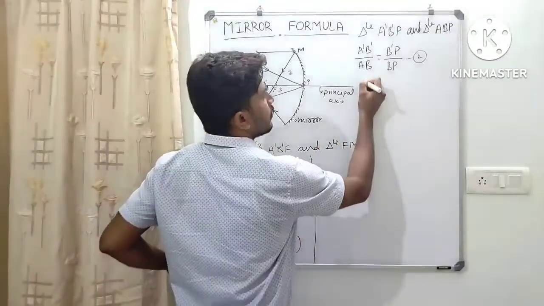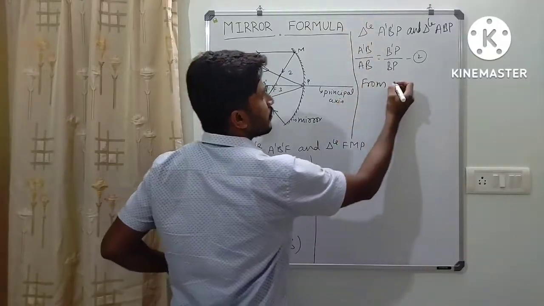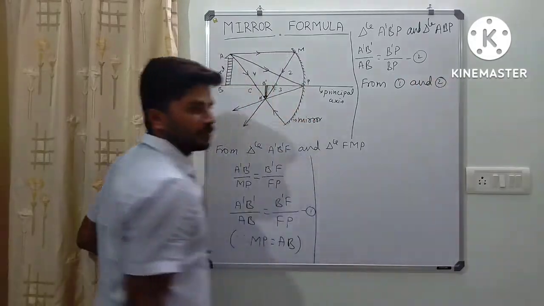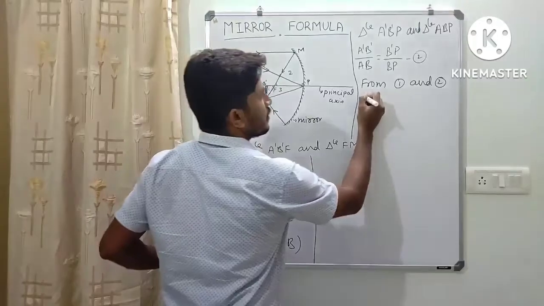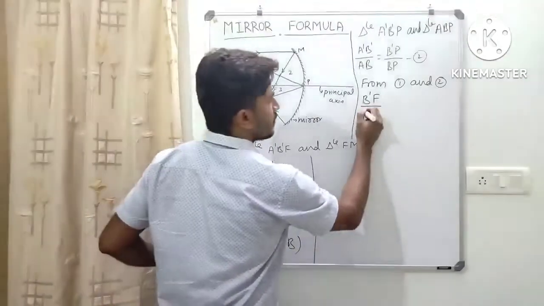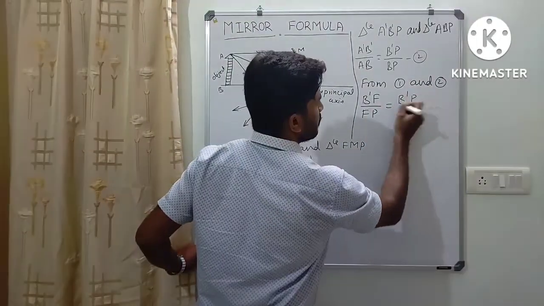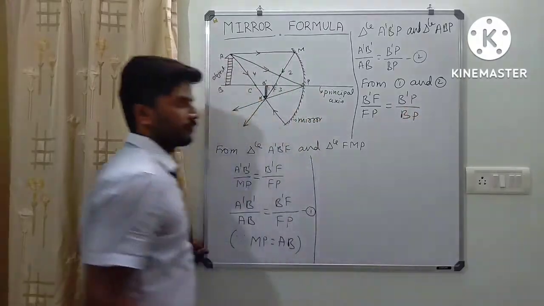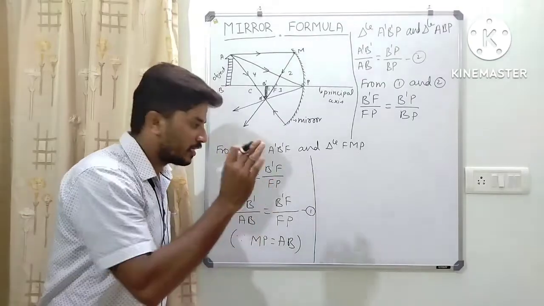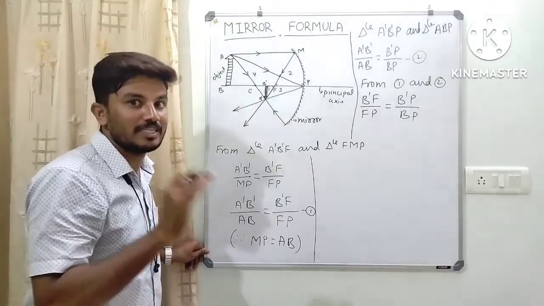Okay, so from 1 and 2, can I write B dash F divided by FP is equal to B dash P divided by BP? I can write that. So take time, draw the diagram, and compare these equations with the diagram so that you can easily understand. This is a very easy derivation.